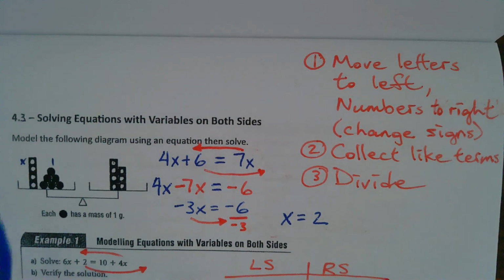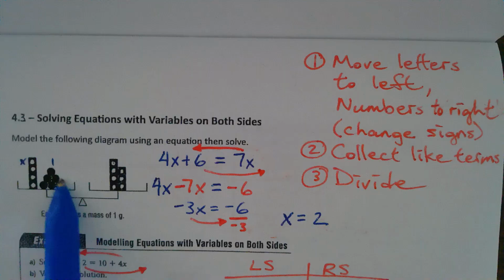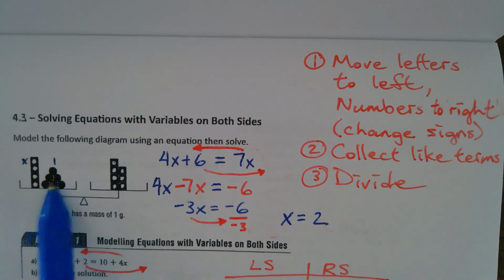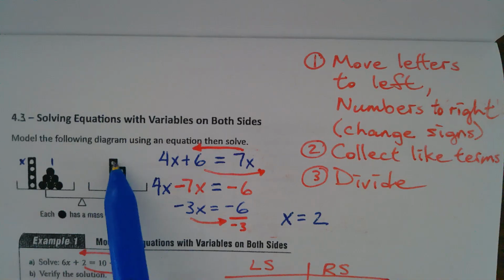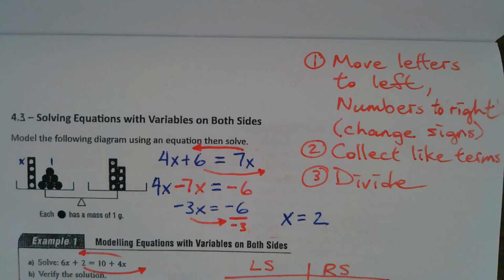So that means each of these blocks is worth 2 grams. So 2 plus 2 plus 2 plus 2, 8. 8 plus 6, 14. So the left side is 14 grams. Right side, 2 plus 2 plus 2 plus 2 plus 2 plus 2 plus 2, which gives me 14 grams as well. So that's why it's balanced on both sides.